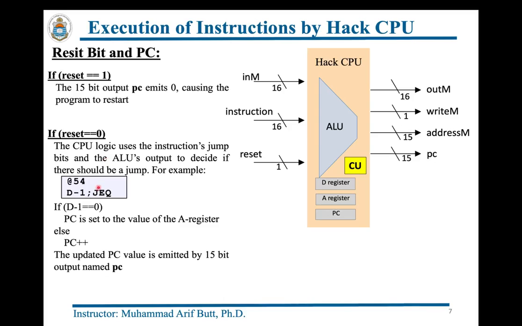For example, consider this set of instructions: @54, D minus 1, jump if equal. So this 54 will be placed in this A register. This computation D minus 1 will be performed by the ALU, and if it outputs 0, then PC is set to the value inside the A register, that is, a jump will be performed. And if this condition is false, then we will do PC plus plus, and the final updated PC value is emitted by the 15-bit output named PC over here.